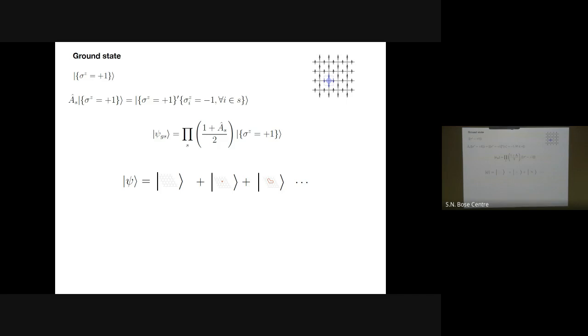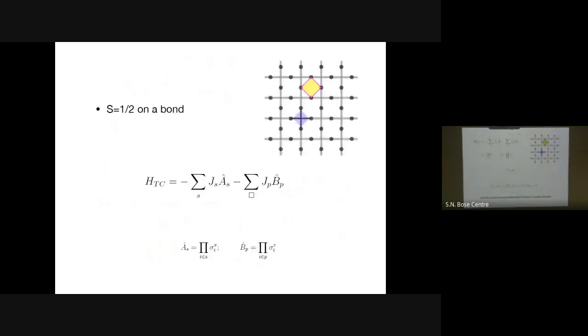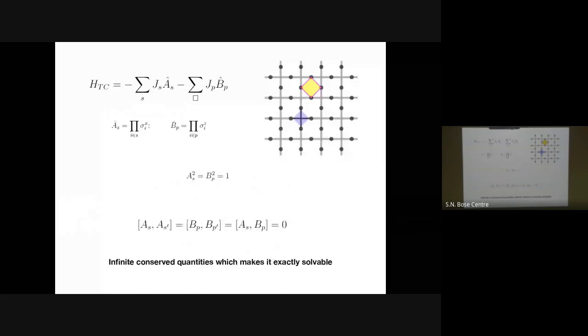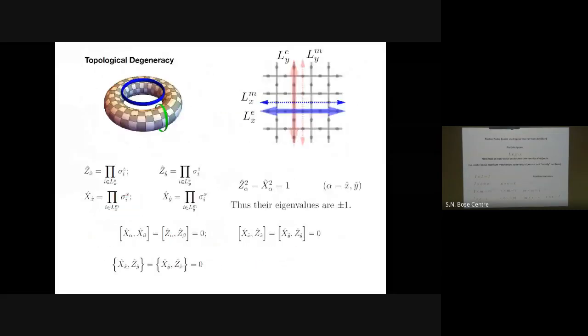More questions? Can I just make a comment? Yeah, sure. Subhro, when you were talking about this topological degeneracy, maybe it's good to point out that of course on a torus you have fourfold degeneracy, but if you just take it on an open plane, then it's unique. Yeah, that's right. These operators are not defined on an open plane, so the question of topological degeneracy doesn't arise. No questions? Okay, good. Then let's move on.